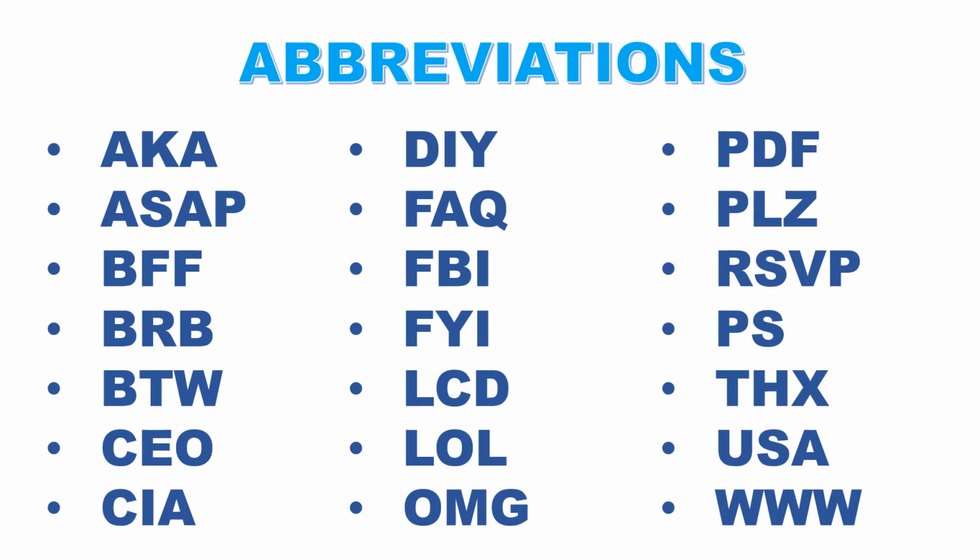Now I just want you to hear me saying the abbreviations, and please repeat after me, okay? So I say the abbreviation and you say it out loud. Please go ahead and do it, okay? The first one, let's follow the sequence. Okay, so AKA. Good, okay? ASAP. ASAP.